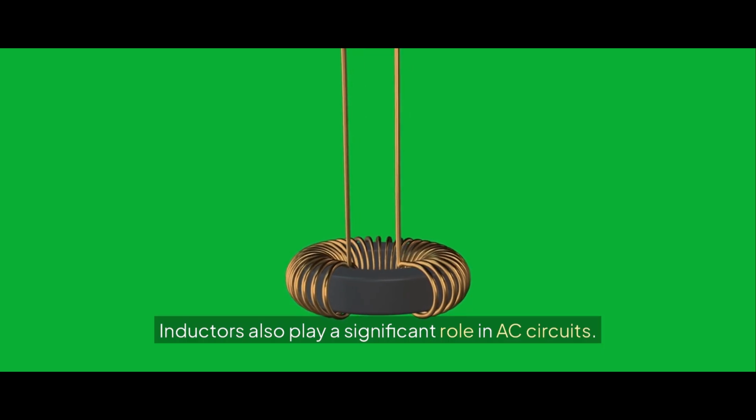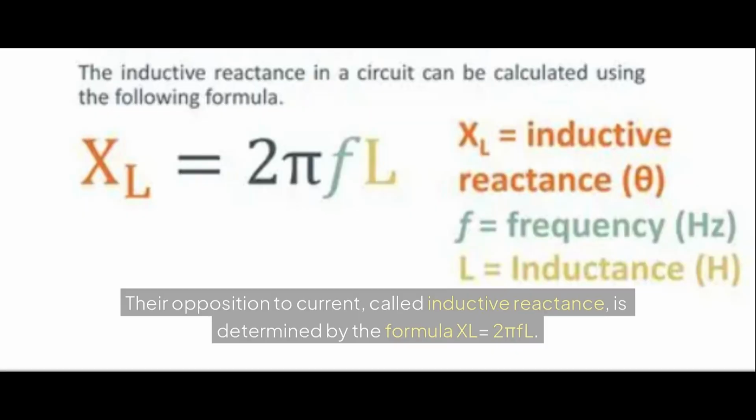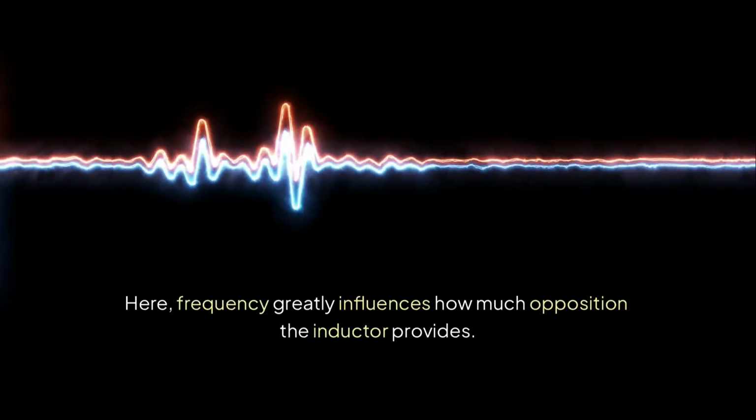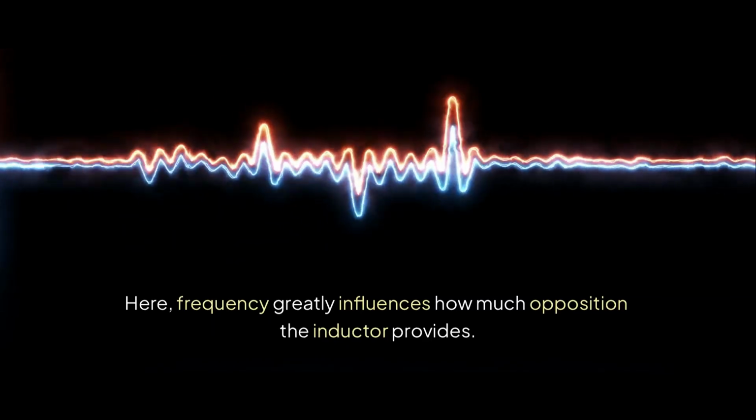Inductors also play a significant role in AC circuits. Their opposition to current, called inductive reactance, is determined by the formula XL equals 2 pi f L. Here, frequency greatly influences how much opposition the inductor provides.